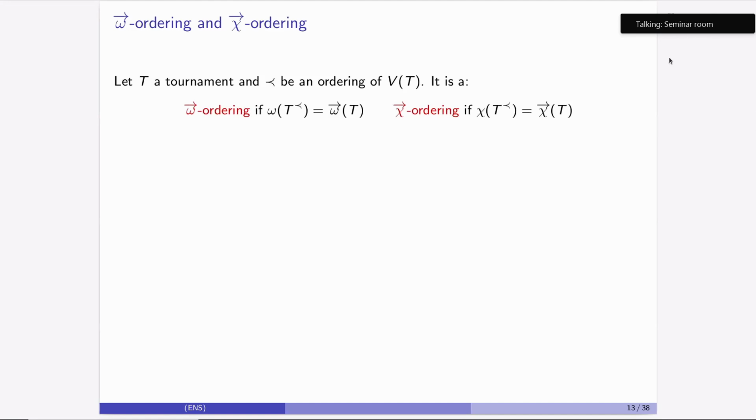So more vocabulary. Let T be a tournament with an ordering on the vertices. An omega ordering is an ordering such that the clique number of the back-edge graph is the clique number of the tournament, and a chi ordering is an ordering that gives the dichromatic number.